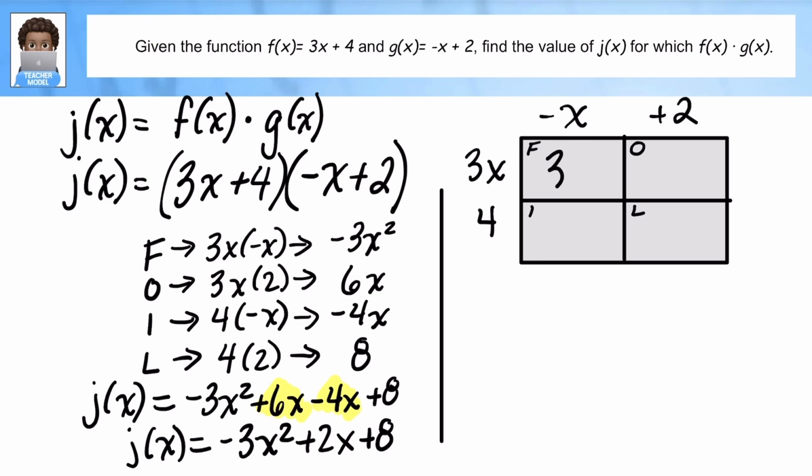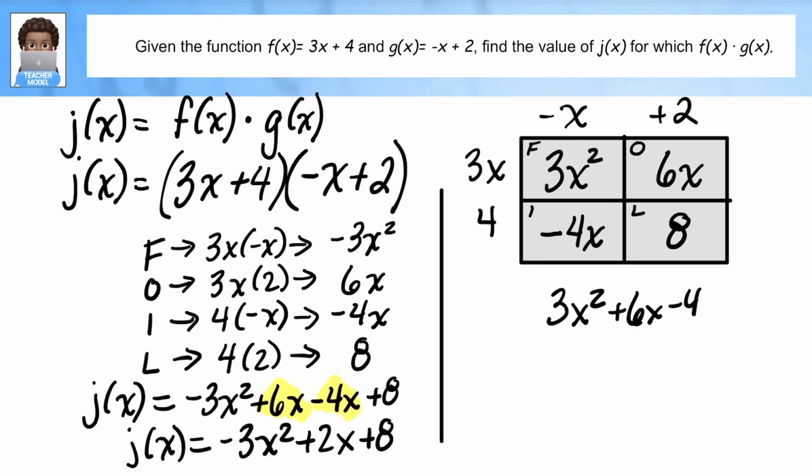So you're still going to get 3x squared, and your outer numbers, 6x. 4 times negative x is negative 4x, and here's your 8. It is still FOIL, even though it's just written in an array. It is just another representation, so whichever one makes the most sense to you to use, just go with it, and you'd have the exact same thing. You'd still see which are your like terms, and you're going to end up with your same answer.